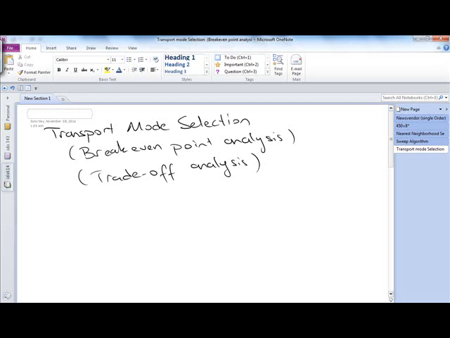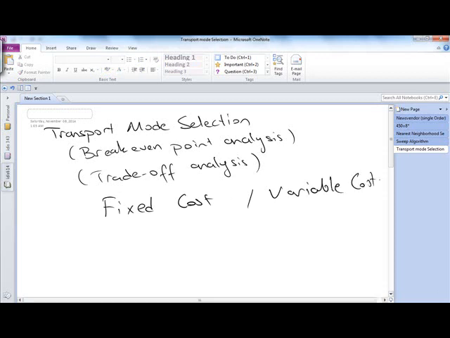Break-even point analysis, or in some books it is stated as trade-off analysis, deals with a problem where you have multiple options, and they have a fixed cost and a variable cost. Fixed cost, as the name suggests, is fixed. Whether you are shipping 1 item or 1 million items, you have to pay so much, and it doesn't change with the quantity. The variable cost, on the other hand, changes with the number of items you are shipping.